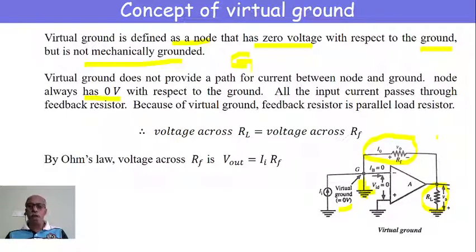Therefore, from Ohm's law, voltage across the load resistor is nothing but V out, that is equal to Vf, and Vf is equal to If into Rf, or Ii into Rf. Ii is the input current. So V out is equal to Ii into Rf. This is about the concept of virtual ground.